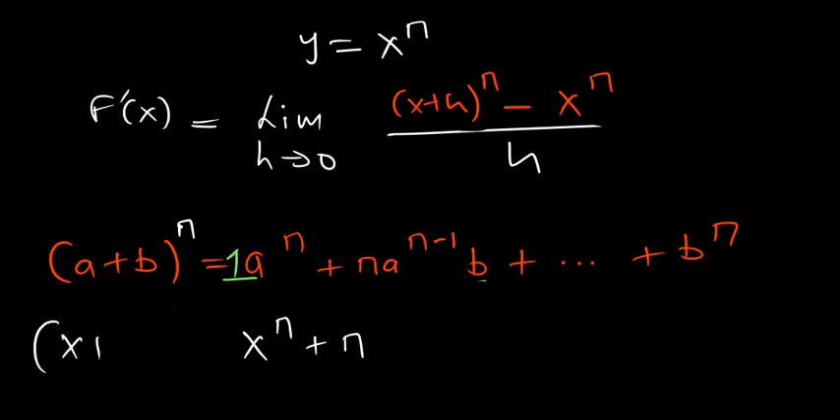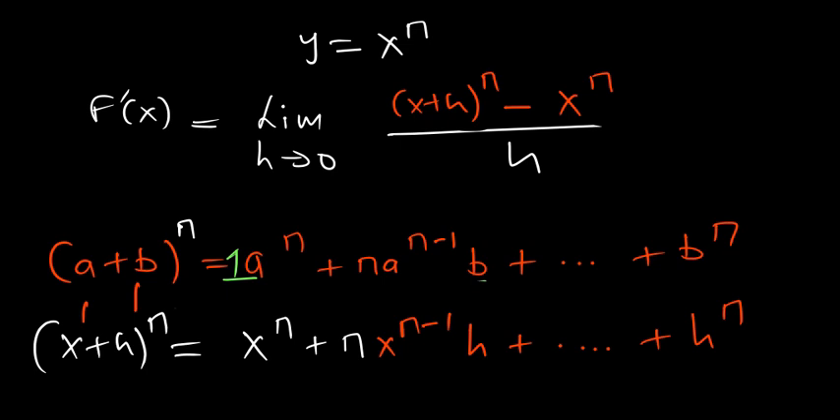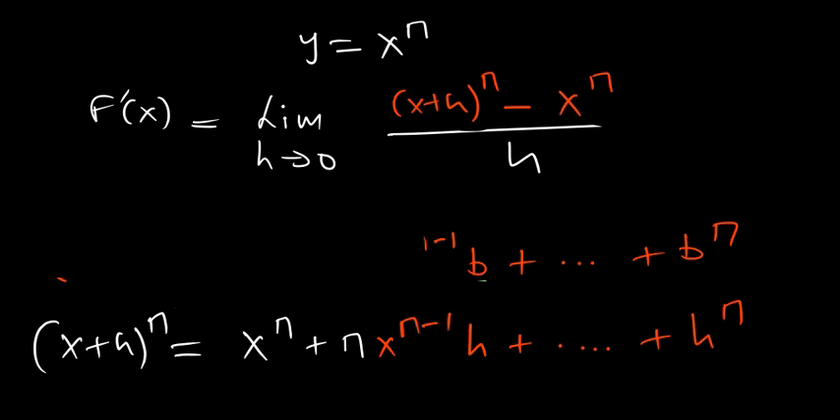So in our case, we've got x plus h raised to the power n, right? So where is our a? That's where we have our x to the power n minus 1. Our b is h, plus dot dot dot again. For the last part that we have, our b is h raised to the power n. Okay, so we can try to substitute what we have now in our formula.